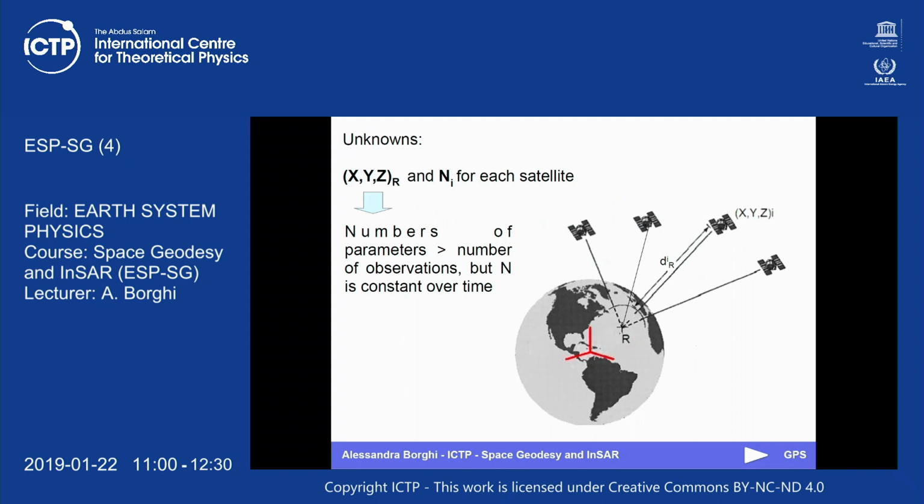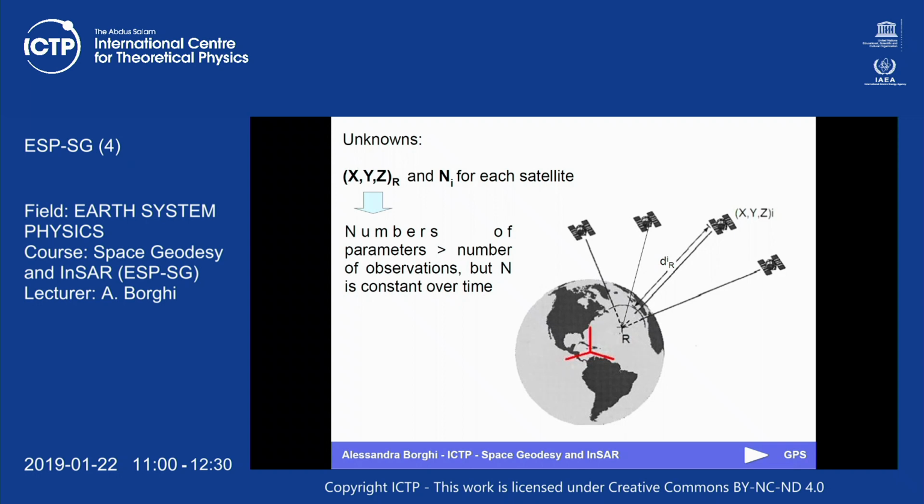So, if you look at the equation that we had before, now we have the unknowns of the x, y, z coordinates of the receiver, and for each satellite we have another unknown parameter, the phase ambiguity. For each satellite, because each satellite is in a different position in space, we have a different number of integer cycles.